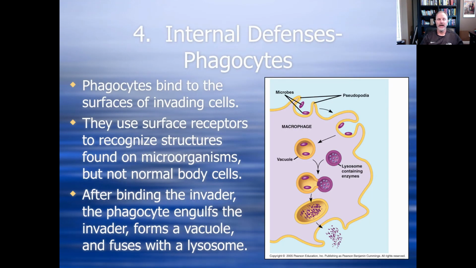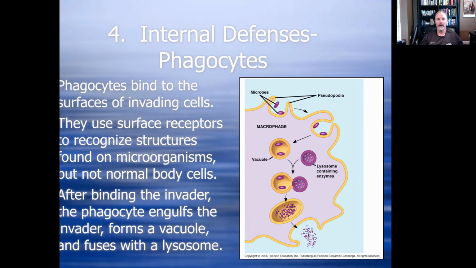Okay. Now the phagocytes, these are binding to the surfaces of these invading types of cells. As you saw, they use the surface receptors to recognize the proteins on these microorganisms, realizing that they're not the normal body cells. They then engulf them, bring them in, bind them with a lysosome, which is a bag of enzymes, break it down, and then either get rid of the contents, or they display some of the proteins on the surface, which we haven't discussed yet, but that's one of the keys to the acquired immune system.